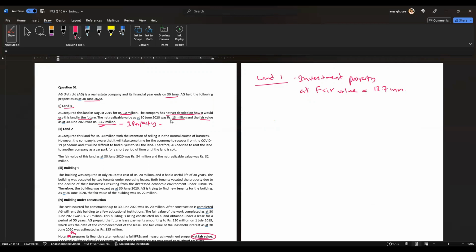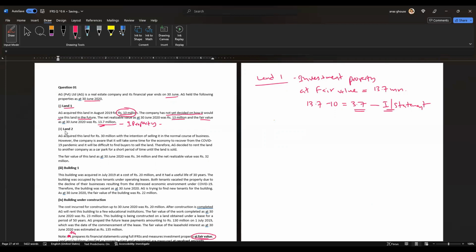The difference between the fair value, 13.7 million, and the cost, which is 10 million, is 3.7 million. Sorry, the cost is 10 million. So fair value is 13.7 million and the cost is 10 million. The 3.7 million has to be recognized in the income statement. Okay, this is the treatment.